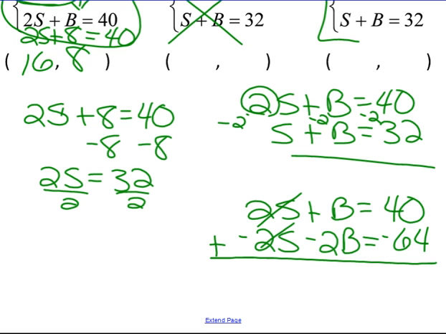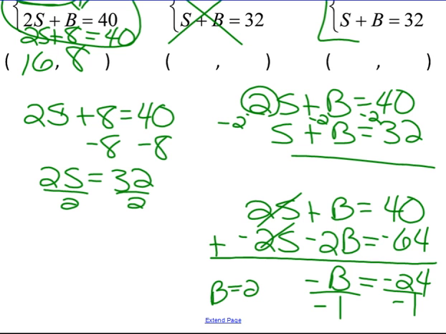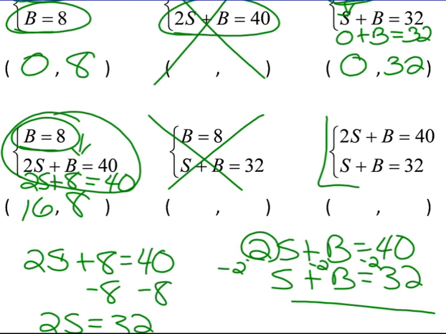My s's will cancel out. If I add the b's, I get negative b equals negative 24. The b does need to be positive. Divide by negative 1. And you get b is equal to 24. So my b is equal to 24.